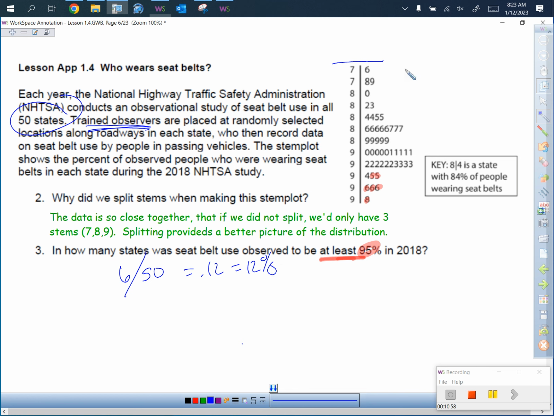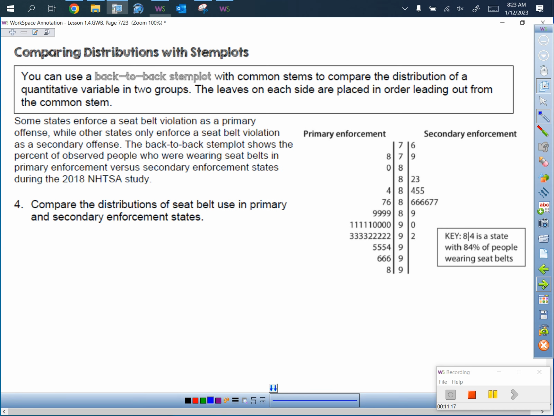So the stem plot is just another way to organize data. What's so nice about it is everything's listed numerically, in numerical order. And when the computer does it for you, that's real nice. All we're going to have to do is enter our data and it'll make it for us. So, cool. Let's go to the back side.